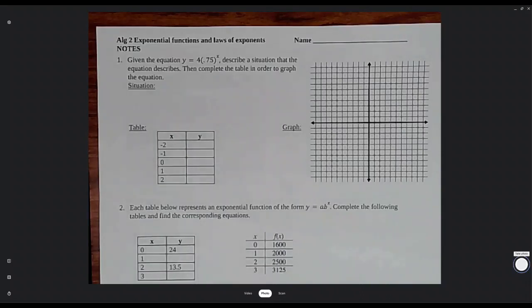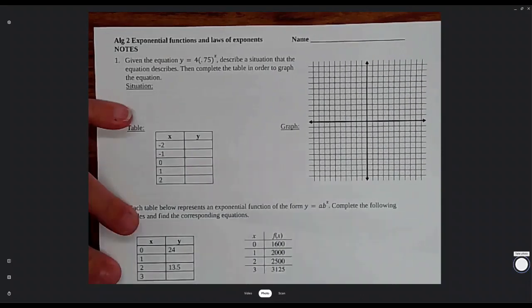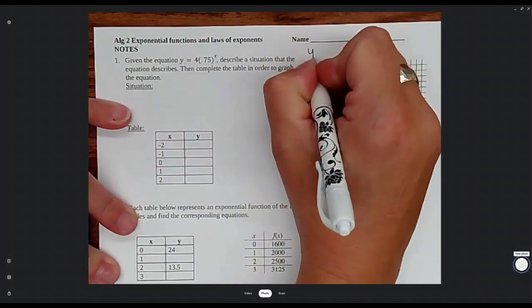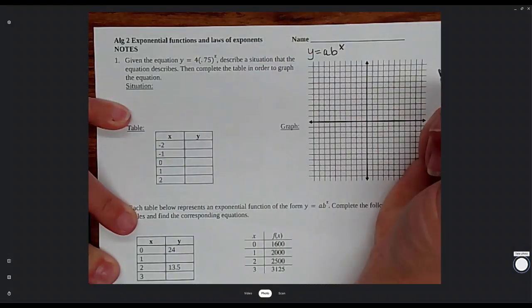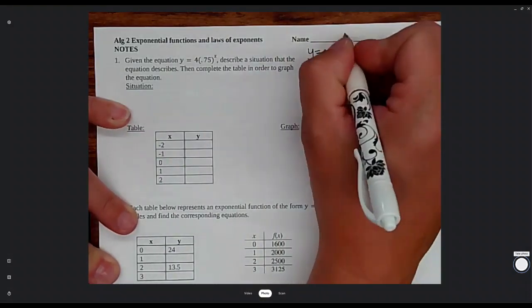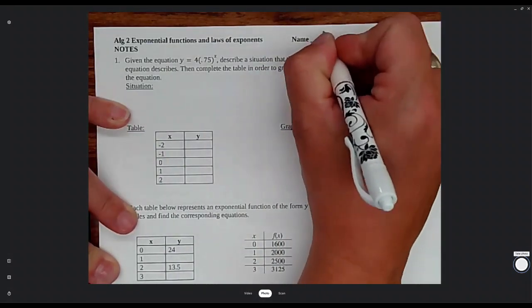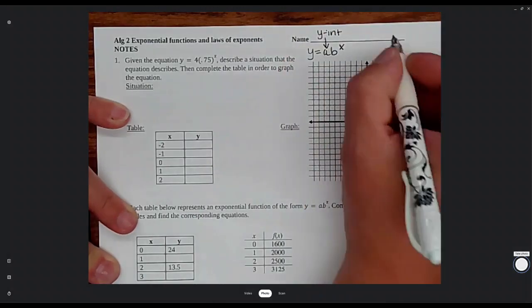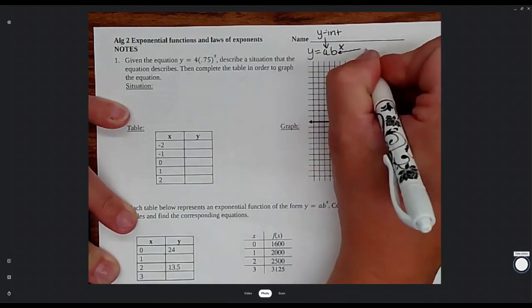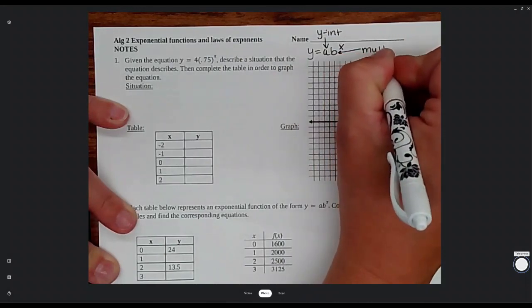So in this video, I will review exponential functions. Those would be the functions of the form y equals ab to the x. A couple of things to remember. First of all, the a, that is actually the y-intercept. The b, that is the multiplier.